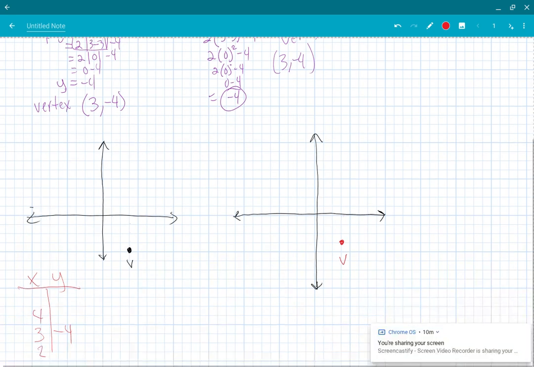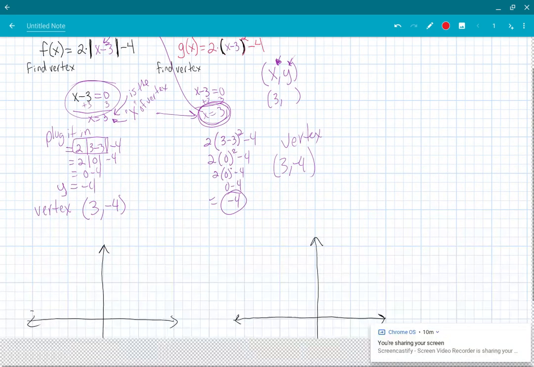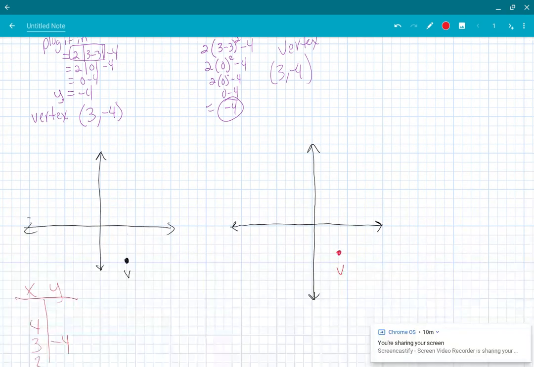Now, I can't remember the equation. I got to look it up. Okay. So you're going to plug in right here into x. You guys said 4, I think. Yeah, 4. All right. So instead of x, you're going to put 4. So you're going to have 2 times the absolute value of 4 minus 3, which is 1. Minus 4. This is 2. Minus 4. This is negative 2. So this is the answer right there.